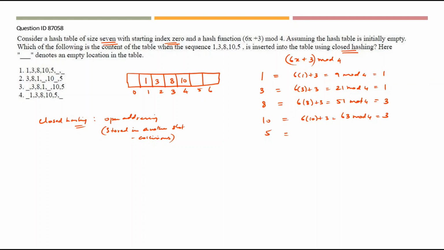Then we have 5. 6 into 5 plus 3. This will give 33 mod 4. 4 8s are 32. Remainder will be 1. And here 1 is occupied, 2 is occupied, 3 is occupied, 4 is occupied. And so we are placing 5 in the fifth slot. Wherever the slot is free, use underscore and then write the elements in the horizontal way. So this is perfectly matching in option number 4. So option number 4 will be the right answer.